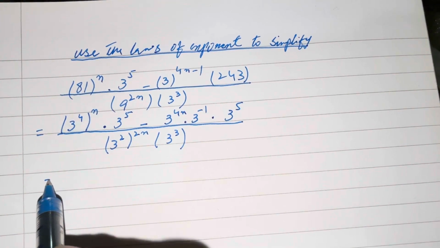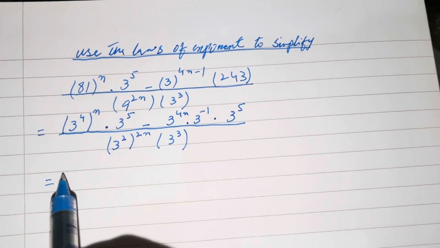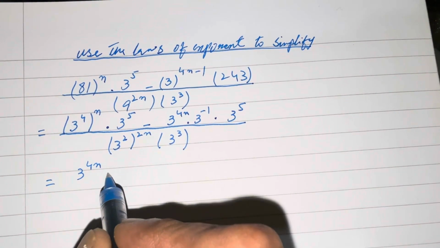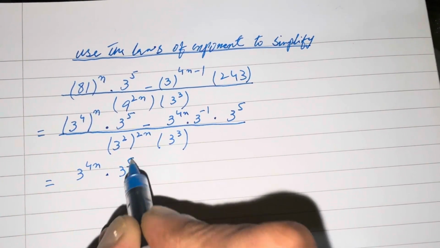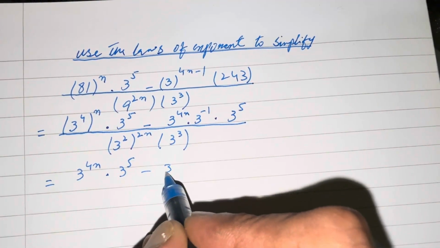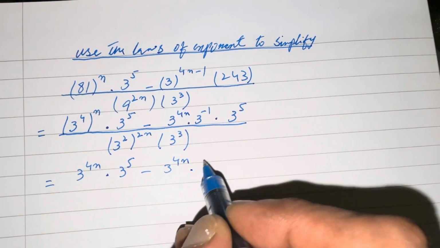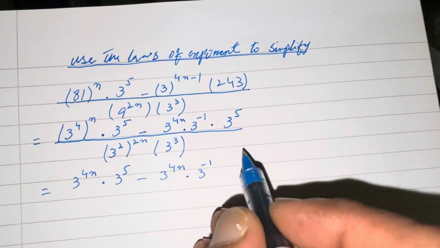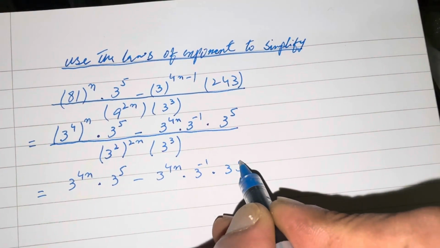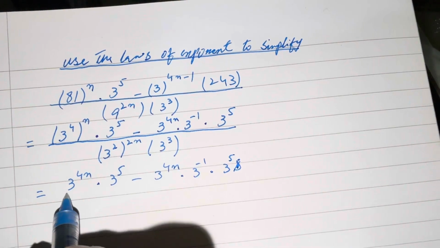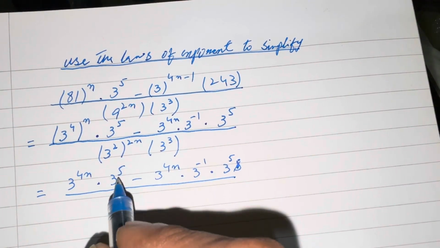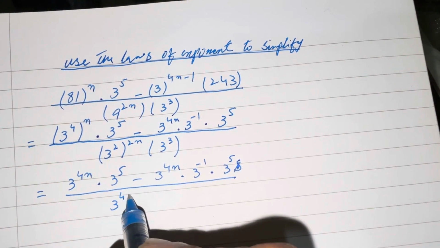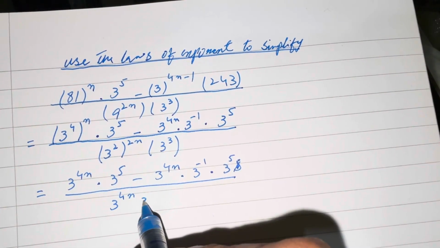So in our next step, that can be written as 3 raised to power 4n into 3 raised to power 5 minus 3 raised to power 4n into 3 raised to power minus 1 into 3 raised to power 5, divided by 3 raised to power, ये दोनों पावर्स आपस में मल्टीप्लाई हो जाएंगी, then 3 raised to power 4n and 3 raised to power 3.